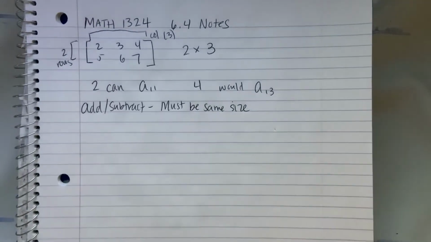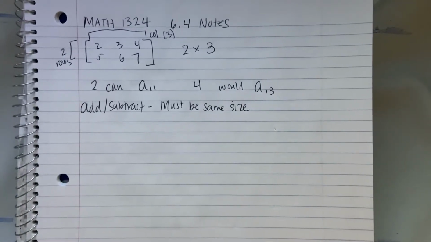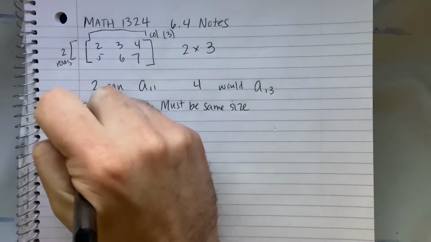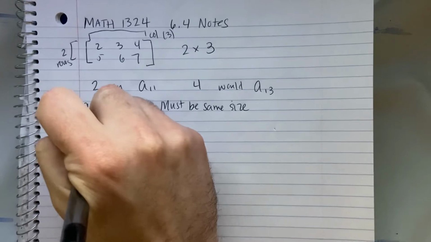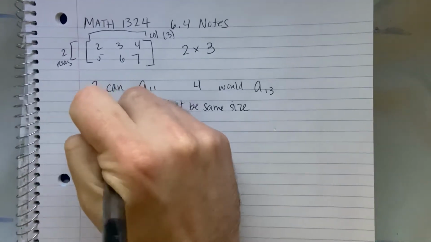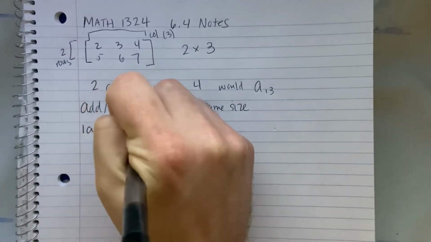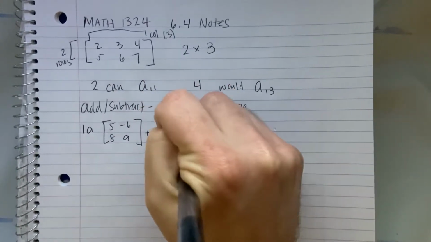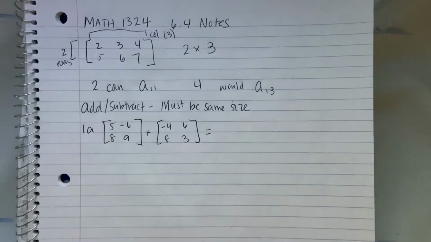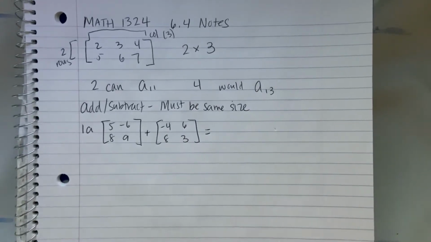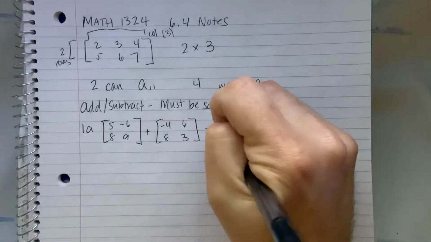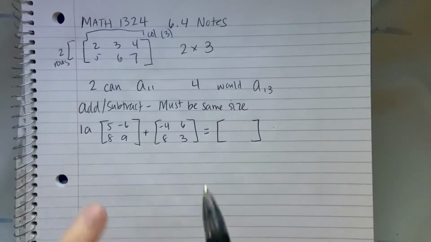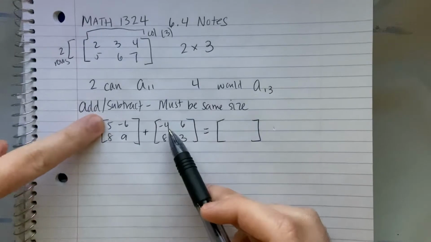At the bottom of page 1 on the notes, there's an example of what the addition looks like. So we're just going to go to 1 down on the front. So for 1a, it says add 5, negative 6, 8, 9, plus negative 4, 6, 8, 3. To add 2 matrices, you first check, are they the same size? These 2 are. That means your answer matrix will be the same size as the 2 you started with. You just add the components.